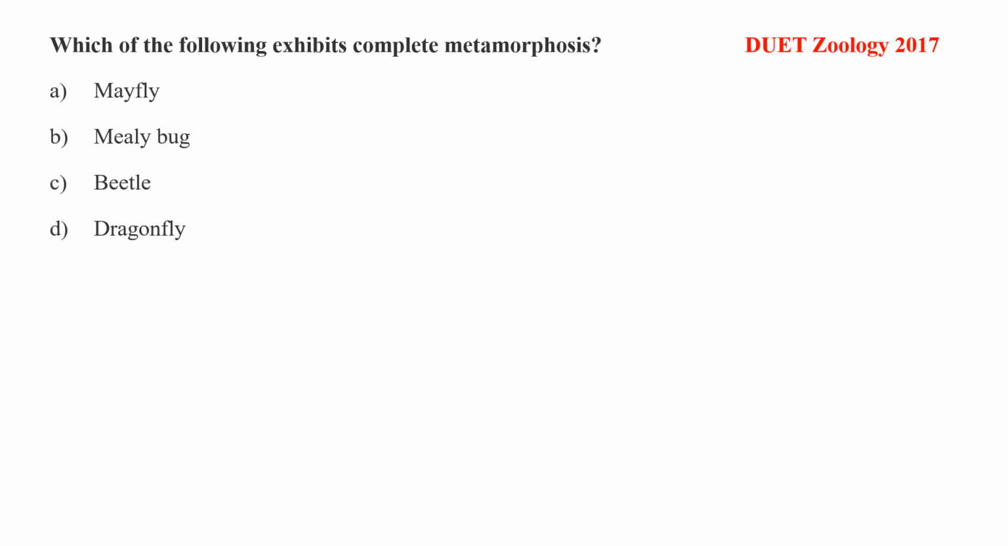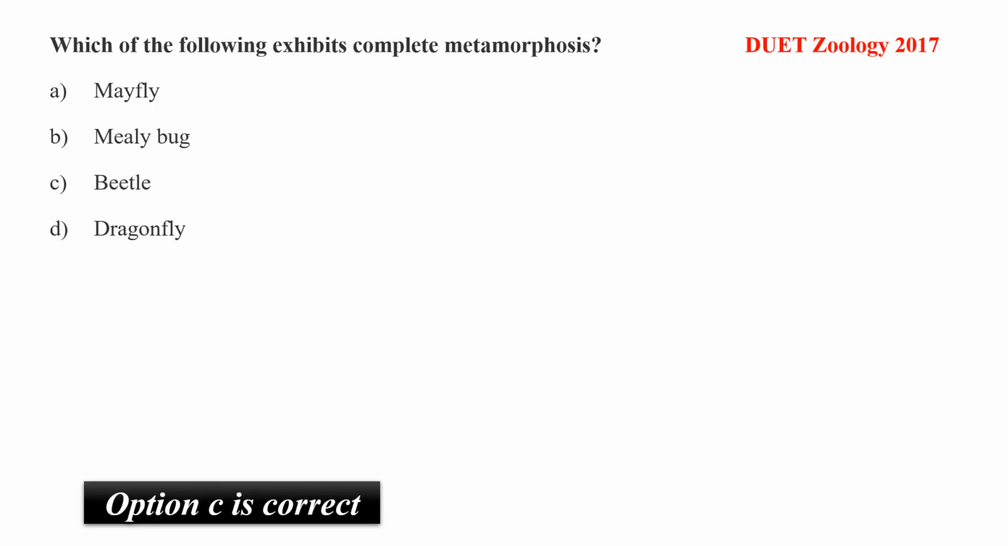Which of the following shows complete metamorphosis, as we have just discussed. Lepidopteran, that means butterfly and moth. Coleopteran, that means beetle. So option C is the correct answer. And then dipterans like flies and mosquitoes, they show complete metamorphosis. So option C here would be the correct answer.